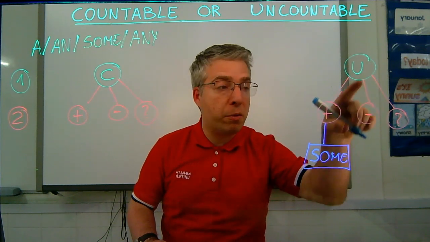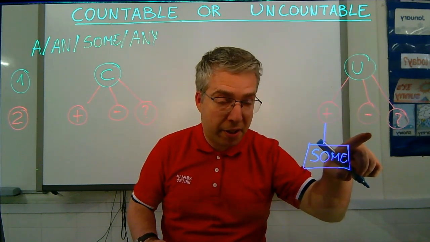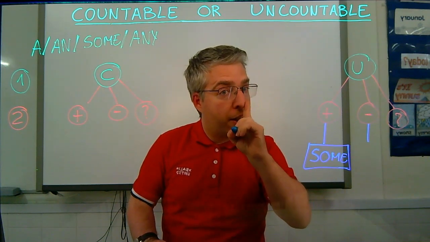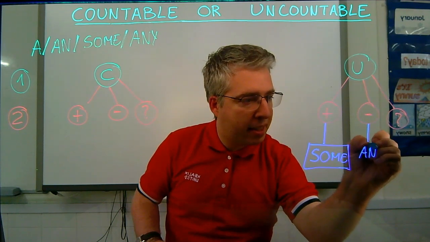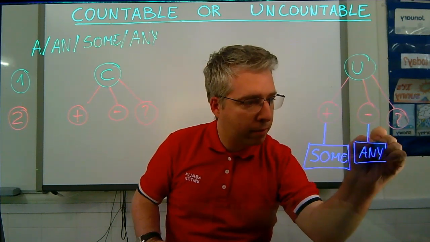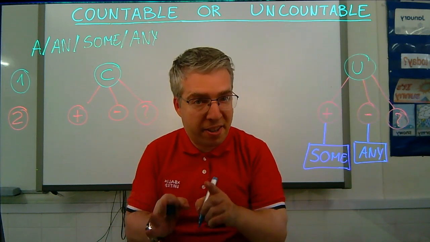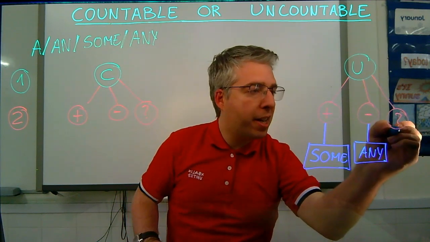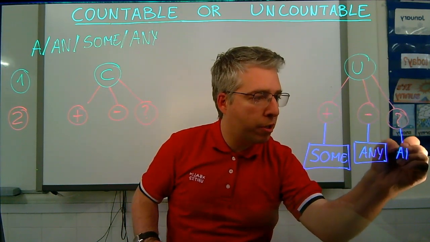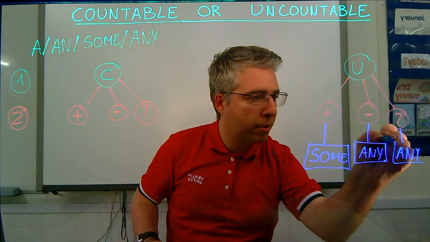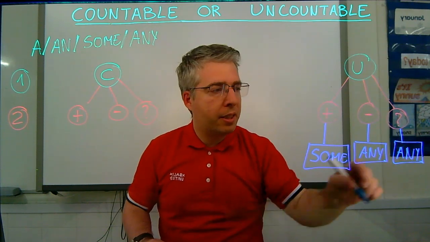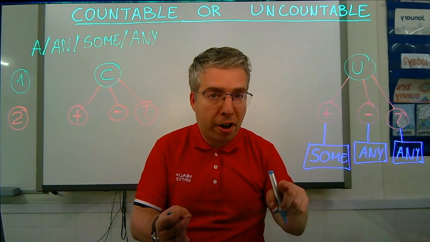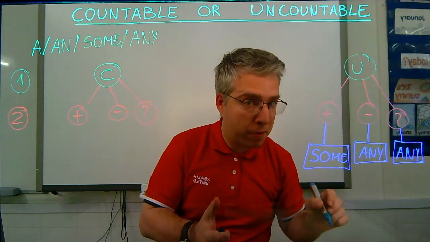If the word is uncountable and negative at the same time, the correct answer is any. For example, there isn't any sugar in the cupboard. And finally, if it's a question, the correct word that we need is also any. Is there any honey in the cupboard, for example?